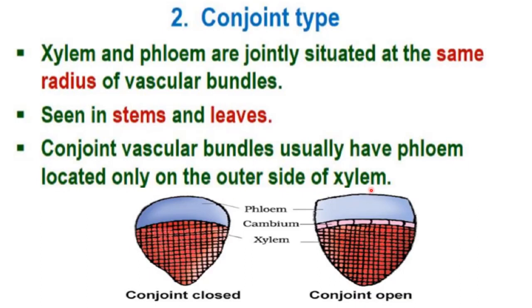Conjoint vascular bundles usually have phloem located only on the outer side of xylem. This is another feature here. Phloem is usually located on the outer side. You can see here, xylem will be present towards the pith, towards the center, and phloem will be present towards the periphery. So these are conjoint closed and conjoint open type of vascular bundles.